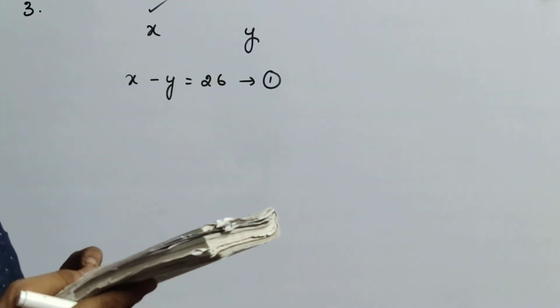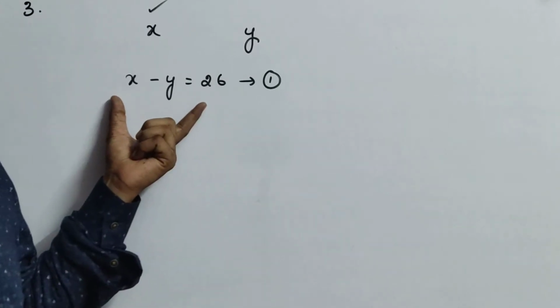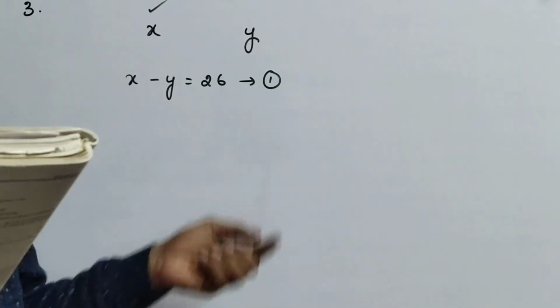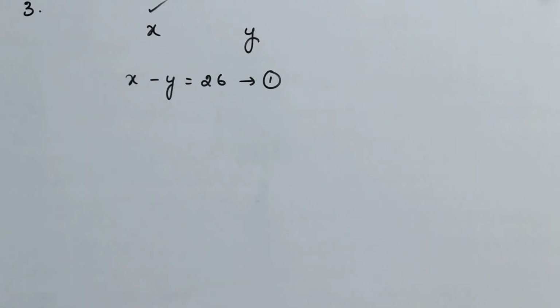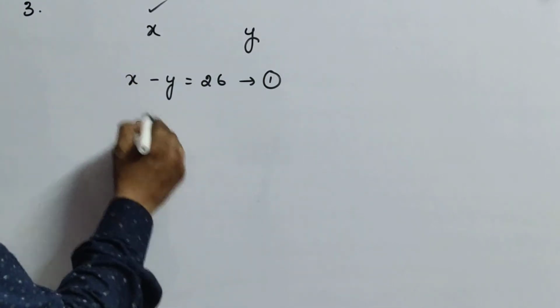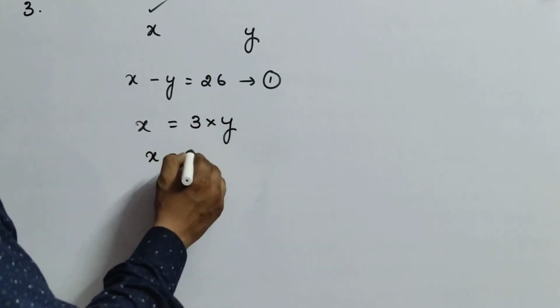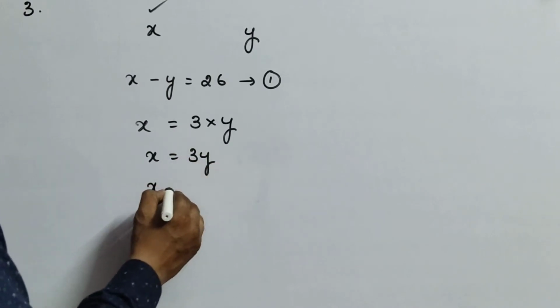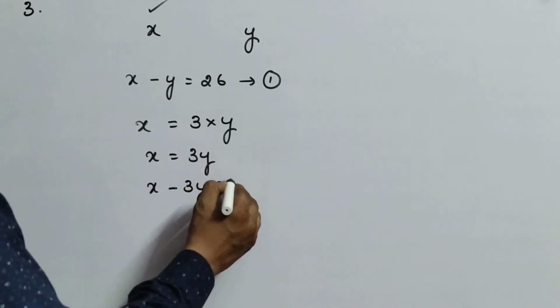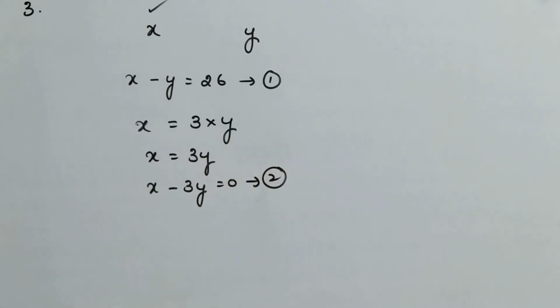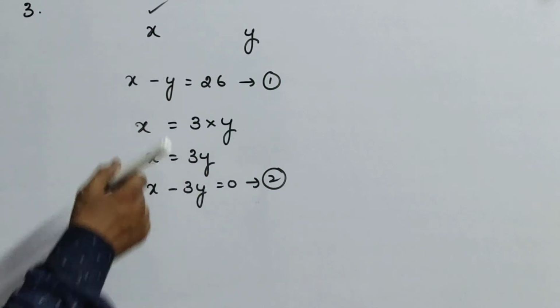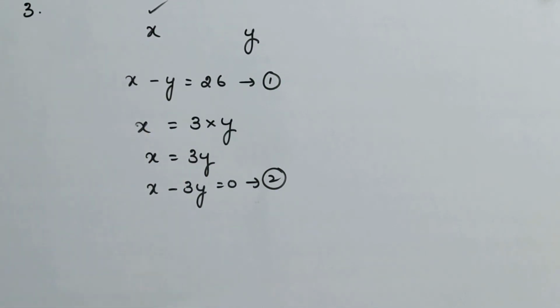Listen very carefully. The difference between two numbers is 36, and one number is three times the other. So if you take one number here, 3 times the other means 3 into y. That means x equals 3y, that means x minus 3y equals 0. This is the second equation. So these are the two equations. Now you know very easily how to find the solutions for x and y by using the substitution method.